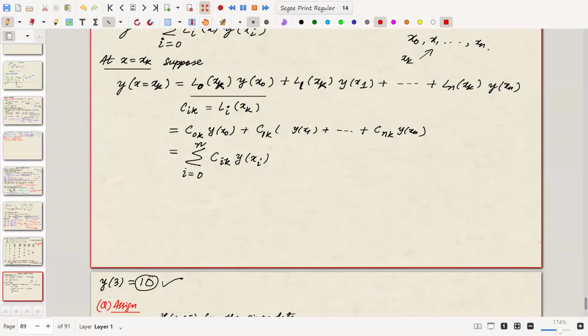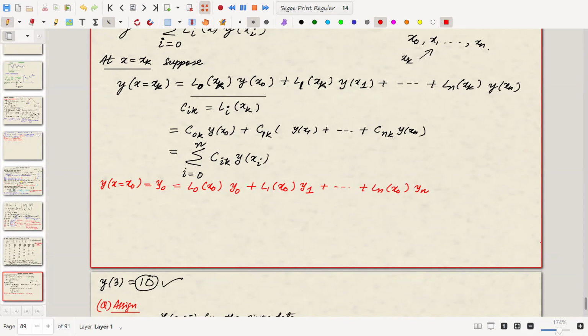So let us see. What is y at x equal to x0? In notation, based on this formula, that is equal to L0 of x0 times y at x0. That is y0, right? Maybe I'll write this as y0. Plus L1 of x0 times y1, so on, plus Ln of x0 times yn, isn't it? Is it okay?